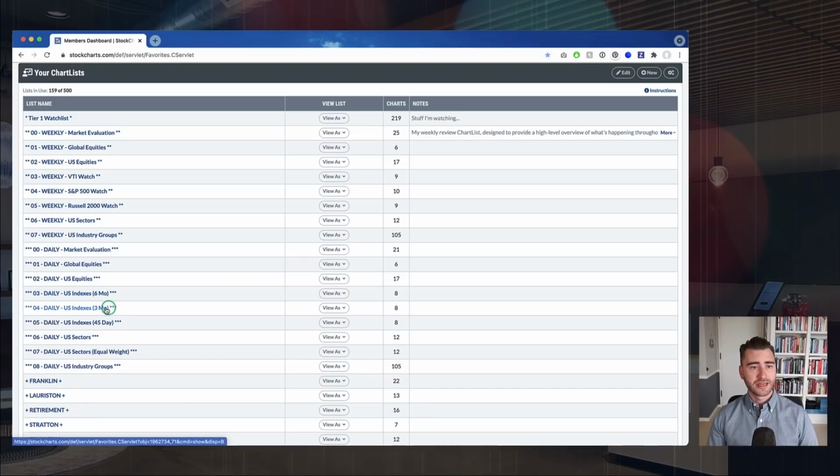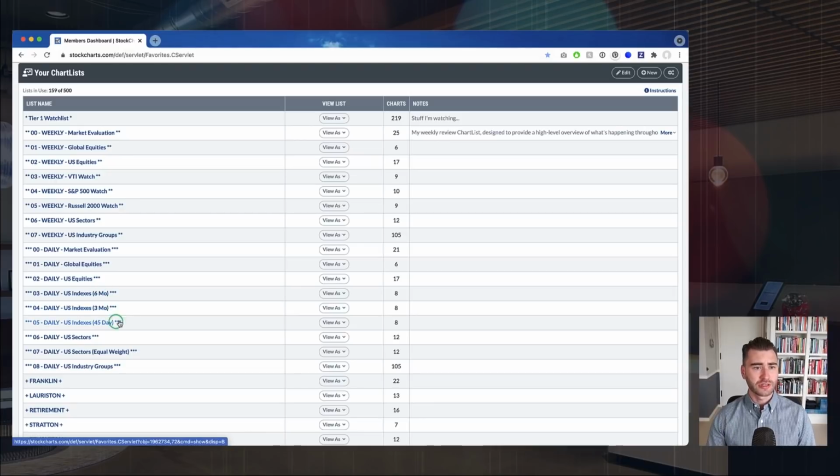Then I've got another list that is that same group of indexes. You can see the number of charts in these lists are all the same. I've got 8 indexes in each one of these. I've got the 6-month time frame. I've got those same indexes over a 3-month time frame. And then I've got those same indexes over a 45-day time frame. And the period of all these charts changes too, so it's not just the time frame. Like I mentioned, the 6-month charts are all 1-hour or 60-minute charts. The 3-month charts are 30-minute charts, and the 45-day charts are all 1-minute charts.